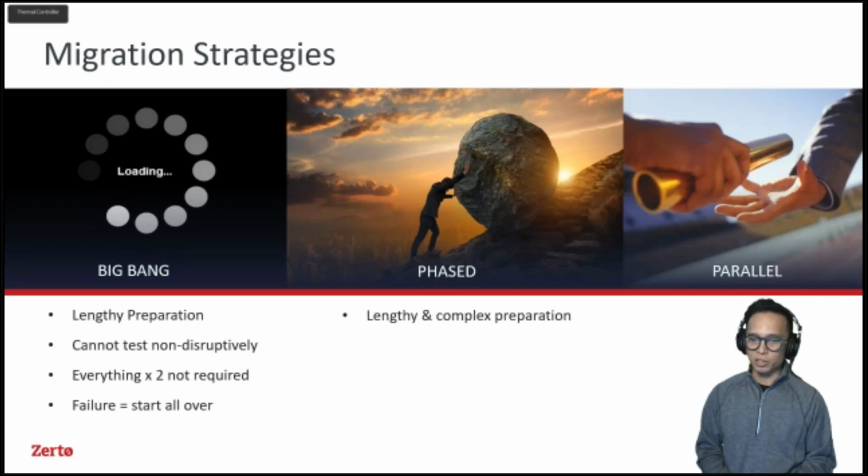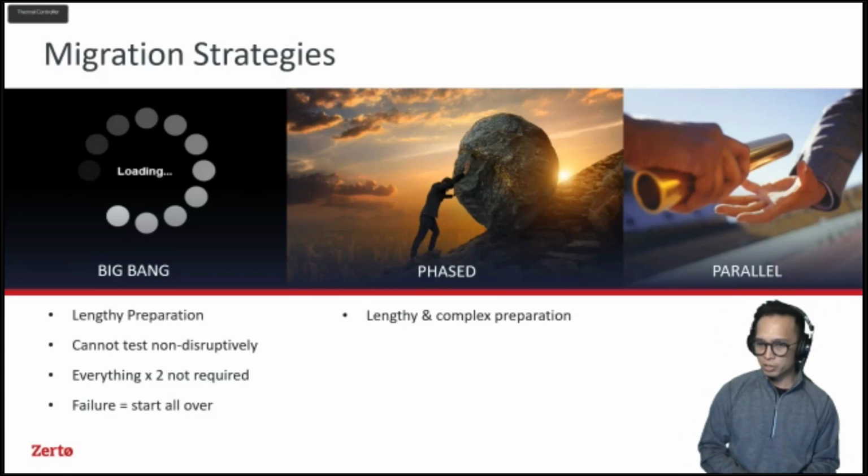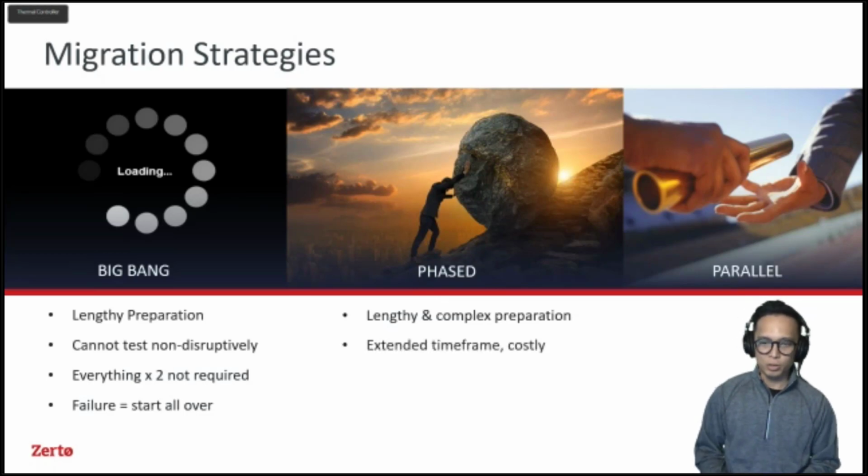So the phased process can be lengthy and complex, both in preparation and execution, because when we're going in a phased approach, you're moving either servers at a time, applications at a time, things like that. So it does take a lot of planning. You do need to find all those dependencies, make sure the infrastructure is ready to go on the other end before you start moving those workloads. So it has an extended time frame and can be costly because it's a long, drawn-out process. It happens over a long period of time, which involves a lot of people.